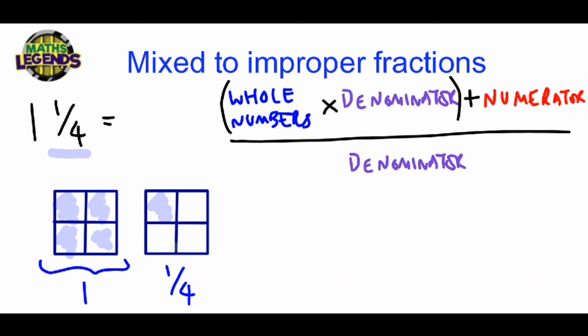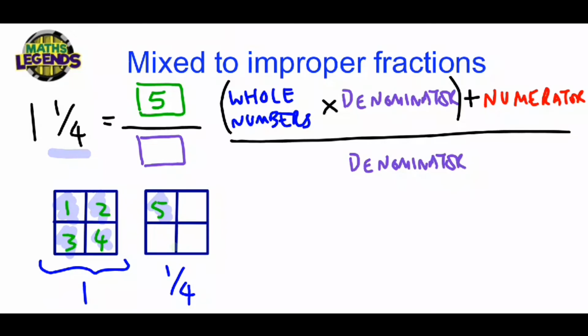So now to write this out in the form of an improper fraction, we need to write one whole number up here over another whole number for the denominator. Now for the numerator, we count the number of boxes we have shaded. So we have 1, 2, 3, 4, and 5. So the top number here is 5. And the denominator is the denominator in the question, so 4.